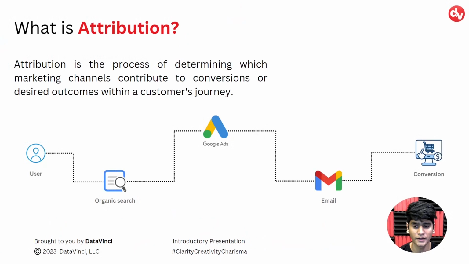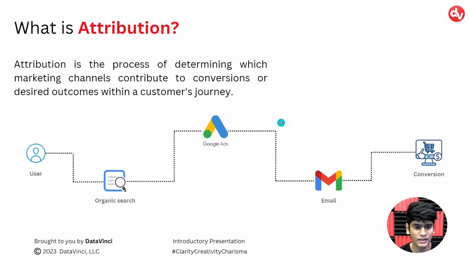So what is attribution? Attribution is the process of determining which marketing channels contribute to conversions or desired outcomes within a customer journey. Here we have a small illustration of a conversion journey of a customer. Let's assume that you have an e-commerce website and you sell mobile phones. Now a user might search for a mobile phone on the internet and land on your website. This is called organic search. He browses your website for a while and then leaves. After some days, he might see your Google advertisement somewhere and click on that advertisement, come to your website again, add something to the cart, but then abandon the website again.